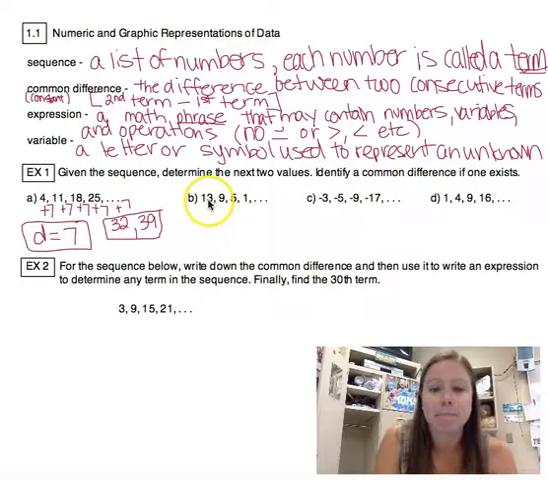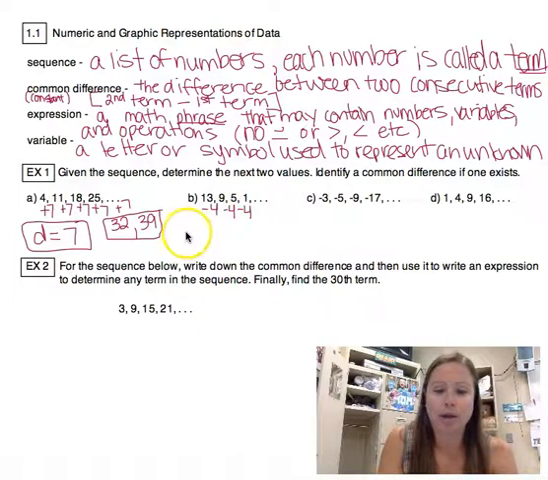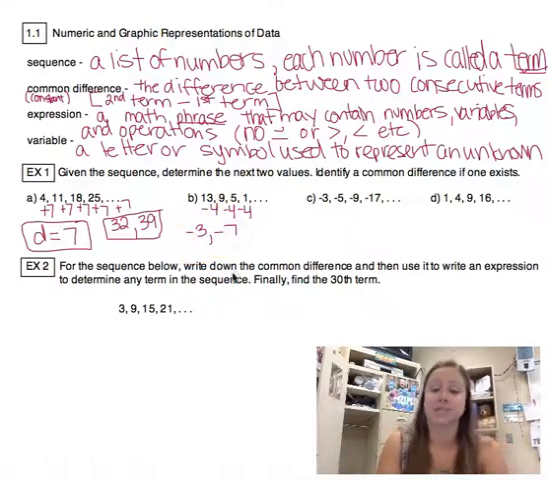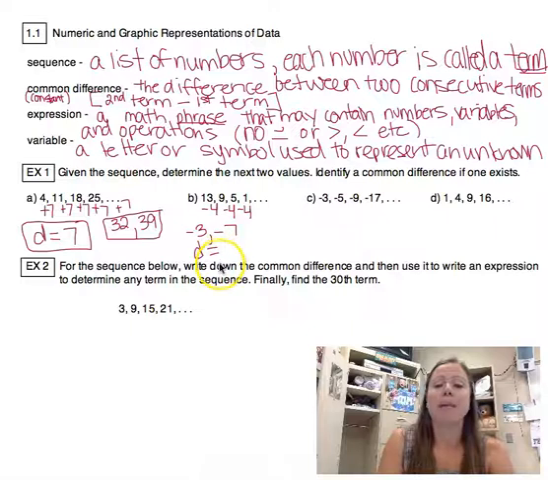In the sequence in B, it looks like my values are decreasing. To go from 13 down to 9, that would be going down 4. 9 to 5, also 4 down, and then 5 to 1, also 4 down. So if I continue the pattern, 1 minus 4 would give me -3. -3 minus 4 would be -7. So those would be our next two values. The common difference is negative this time because 9 minus 13 is -4.